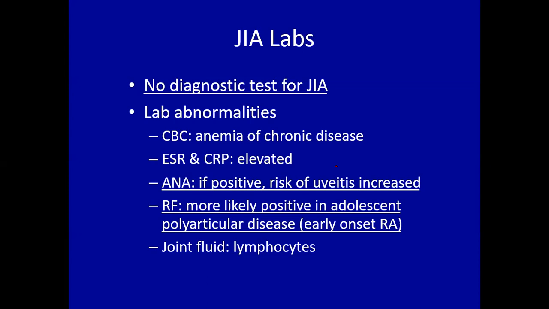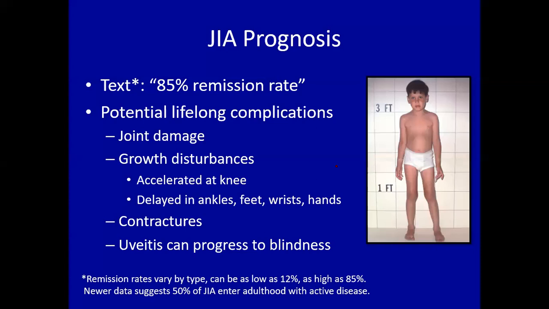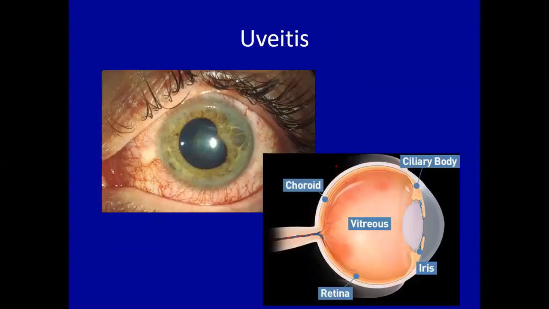If we aspirate, we're going to see lymphocytes. And also in the blood, we might see a chronic anemia due to the fact that they have chronic disease. So with this juvenile idiopathic arthritis, they're going to talk about the uveitis, the joint pain, the fever, and then they've ruled other things out. The prognosis is that there's an 85% remission rate. It can potentially have lifelong complications. There's that uveitis.